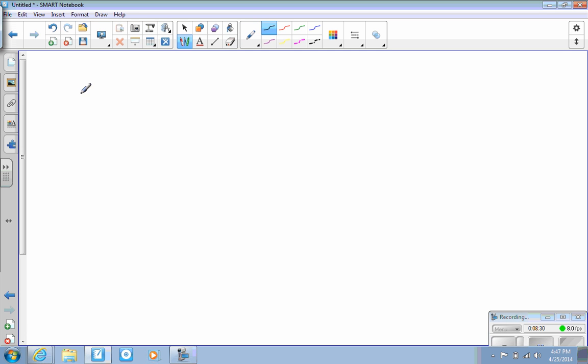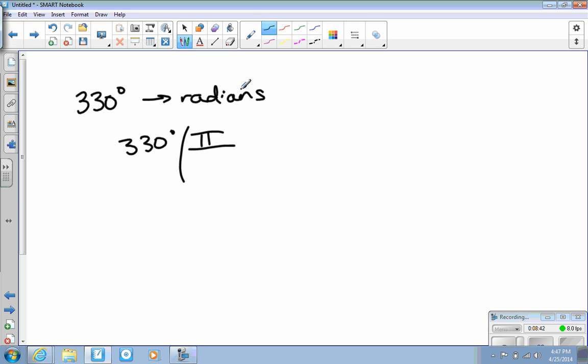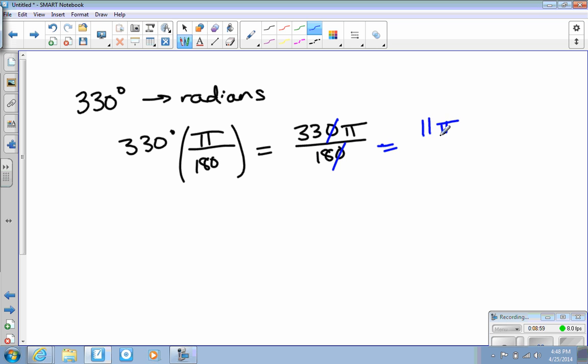Let's do another one. If I wanted to take 330 degrees and convert to radians, I'm going to take 330 degrees, multiply by pi radians. Remember, what I'm going to goes on top, over 180. This is 330 pi over 180. 10s cancel. And then I want to reduce this. Well, 3 goes into both. 3 goes into 33 11 times. 3 goes into 18 6 times. So 330 degrees is equivalent to 11 pi over 6.